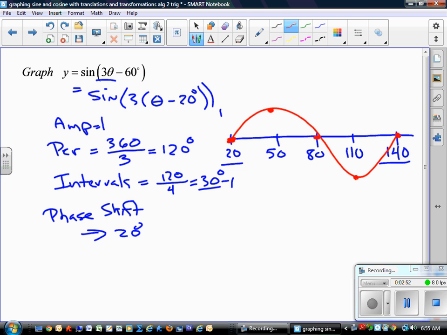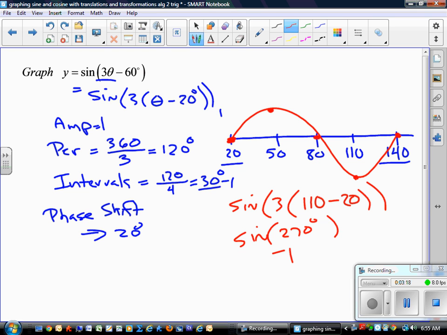And if you really wanted to, you could check an actual value. Let's just go ahead and check a value for 110. So if I have 110, that's sine of 3 times 110 minus 20. We know 110 minus 20 is 90, so that's 270. And the sine of 270 degrees is -1. It checks out. So everything's all good. All right, let's move to our next example.